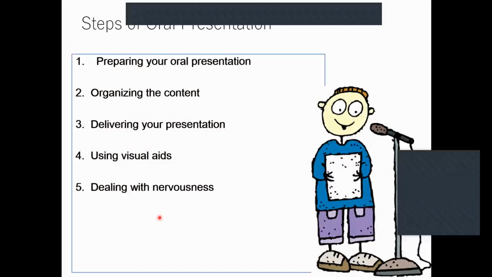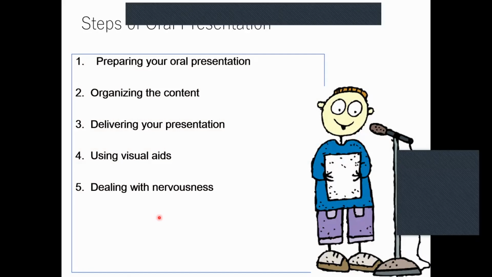Now let's see the steps of oral presentation. So oral presentation or effective presentation, you can see, has basic five steps. Okay. What are those things? Steps? Number one, preparing your oral presentation. Number two, organizing the content. Number three, delivering your presentation. Number four, using visual aids. And number five, dealing with nervousness. So these five things are very important for oral presentation.